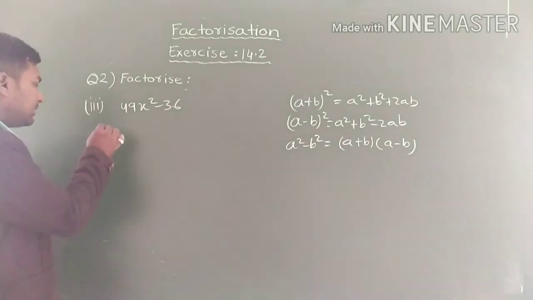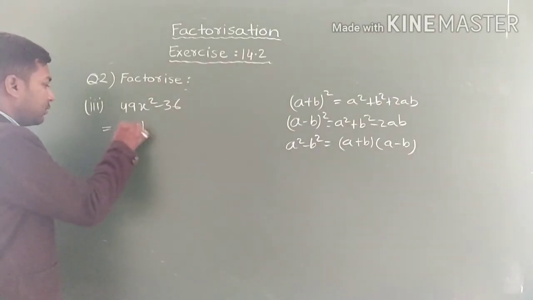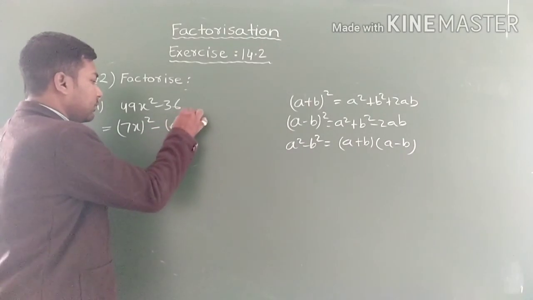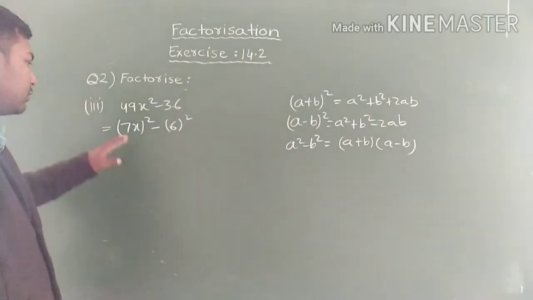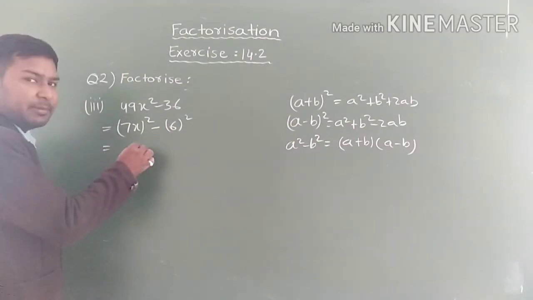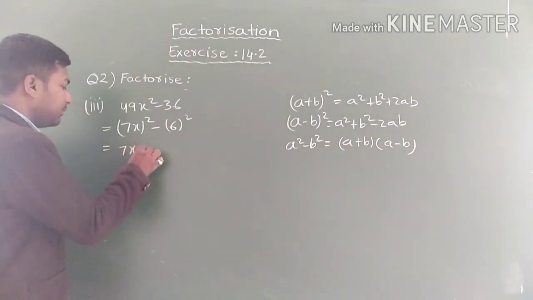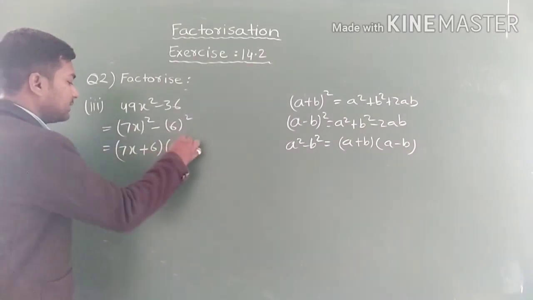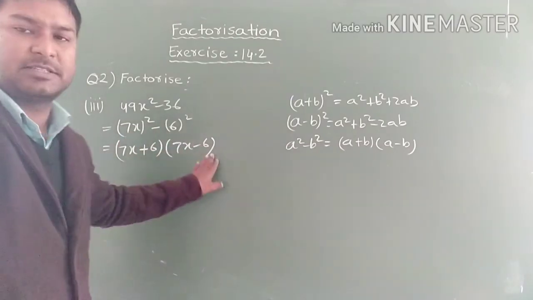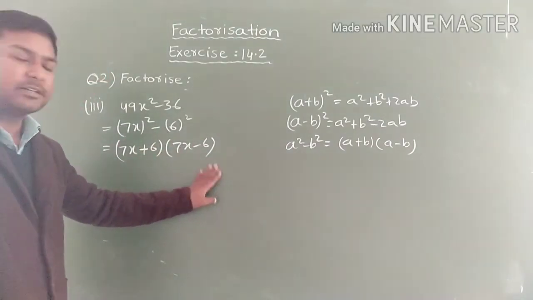Now we can write 7x whole square minus 6 square. Okay, so it will be a square minus b square. So it will be a plus b and a minus b. So 7x plus 6 and 7x minus 6. Now this is the answer.